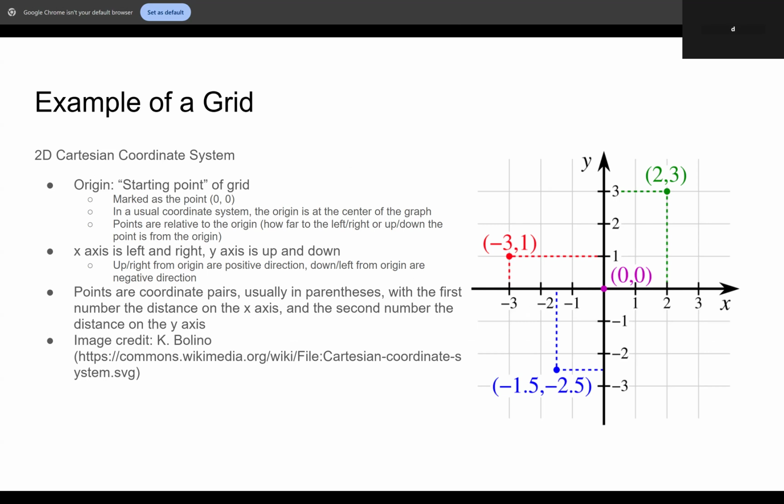So some important terms and notes here. The origin is the starting point of the grid. It's usually marked as the point with the coordinate 0, 0. In the usual coordinate system that you've probably seen in math class, the origin is at the center of the graph, like you can see in this picture here.